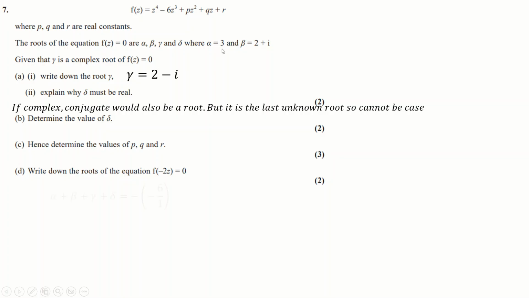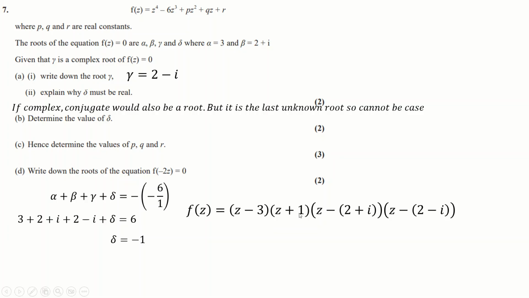There's a few ways to do this, but the easiest way is to use this 6 here. The sum of all of the roots equals minus 6 over 1, because they're individual roots. It's going to be a minus here, and then minus 6 over 1, which of course just makes 6. We know 3 of the roots, so we get delta as minus 1 quite quickly. Good, so now we know all 4 roots, and again, there's lots of ways to work out p, q, and r, but probably the quickest is to just put f of z in factored form with all of the roots that we know in here.